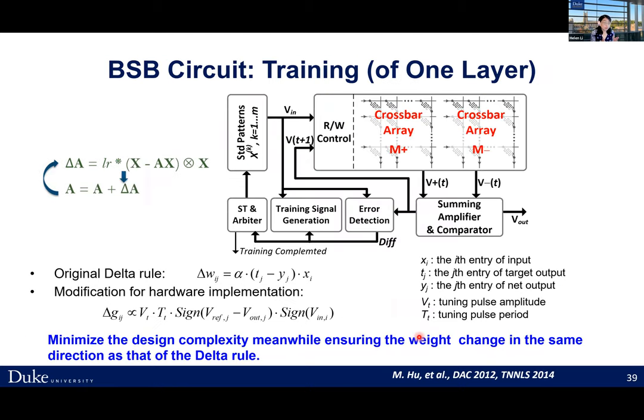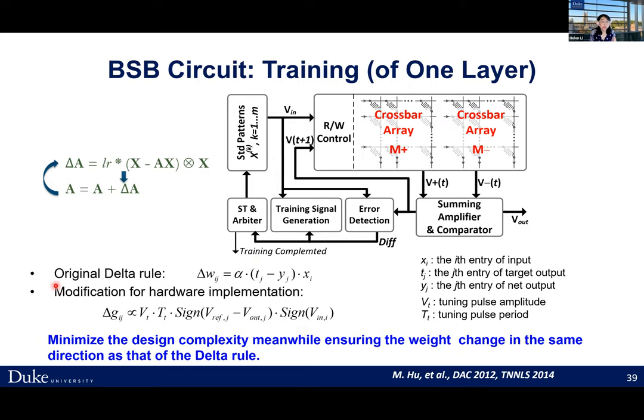For the BSB implementation, we realized not only the inference but also the training. The training design was developed based on the inference components, as shown here. We have some actual circuit components to support input processing, training signal generation, and error detection. I don't have to go through those in detail, but the major difference we made at the time is in how to represent the data.